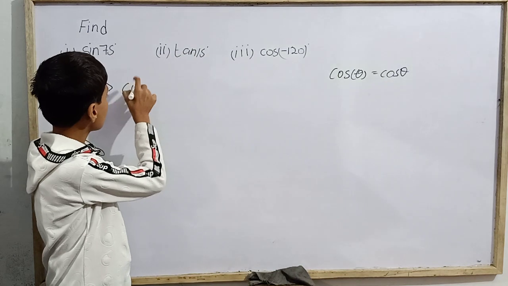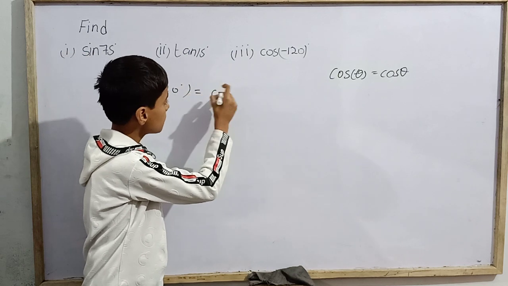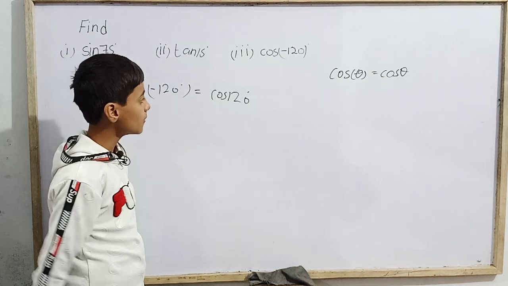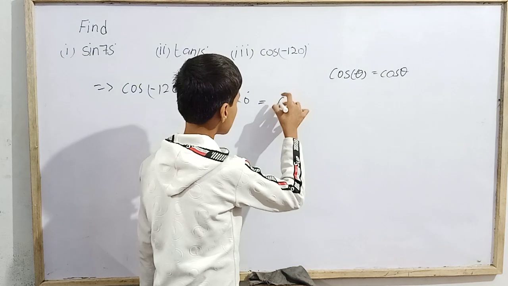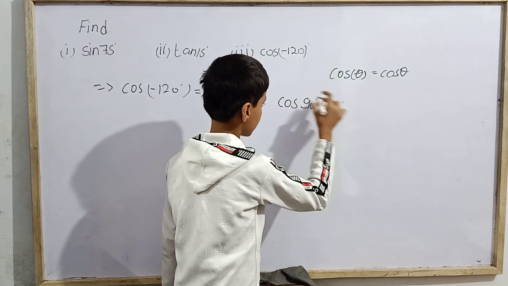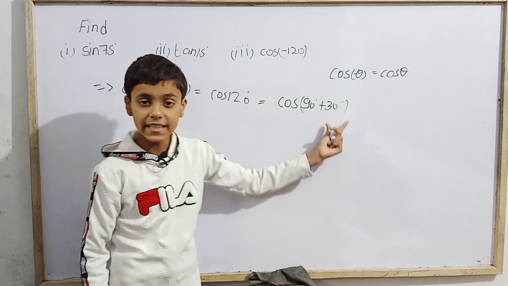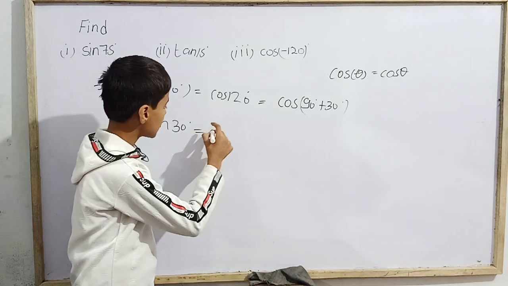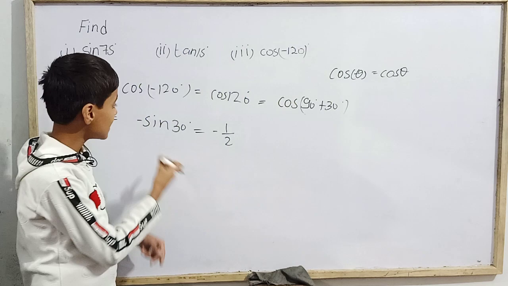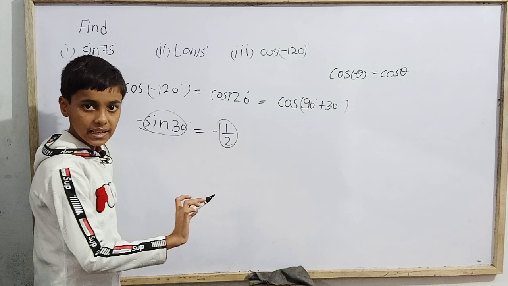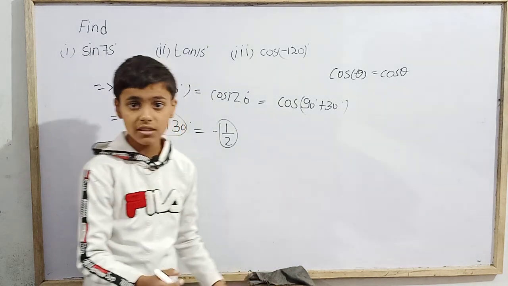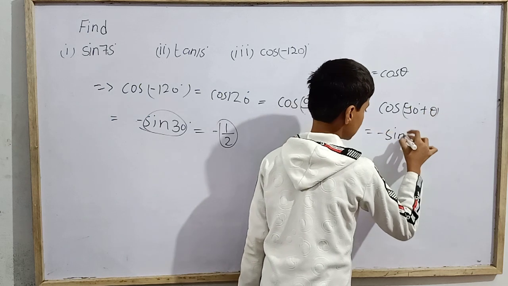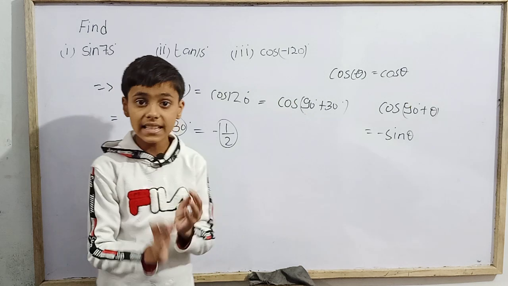According to this, cos of minus 120 degree will be cos of 120 degree. And if we evaluate cos of 120, it becomes very easy. Cos of 120 degree is equal to cos of 90 plus 30 degree. You can apply the formula of cos of 90 plus theta, which is minus sine theta, so minus sine 30 degree. Sine 30 degree is 1 by 2. Since it is minus sine 30 degree, first evaluate it, we get 1 by 2, and put the negative symbol. This can be done very easily if you apply the formula of cos 90 plus theta as minus sine theta. If we apply this formula, it can be done very easily and quickly.